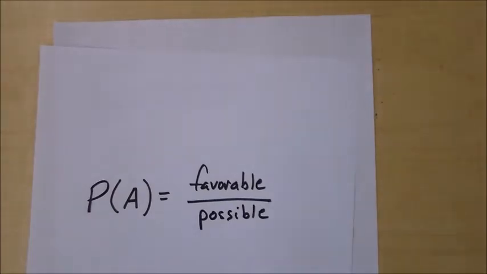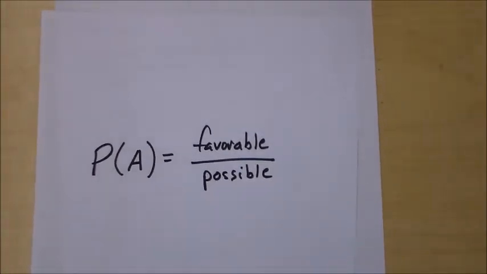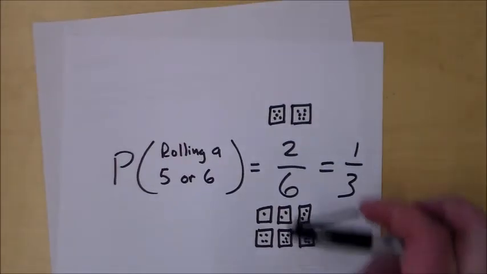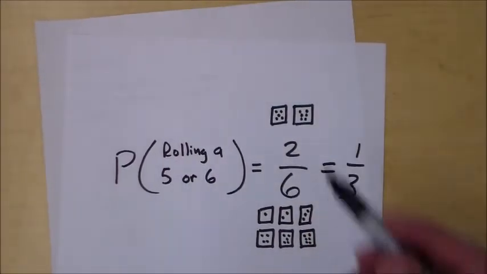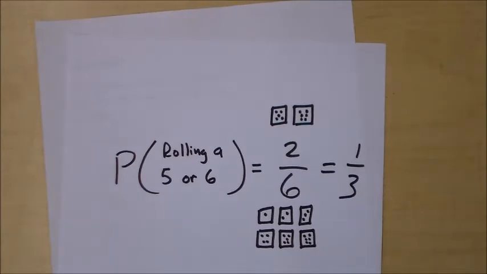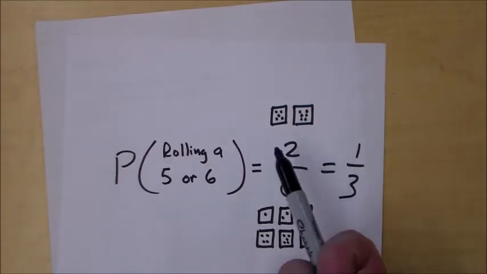So probability is just a fraction. It's between 0 and 1, and it's favorable over possible outcomes. So the probability of rolling a 5 or greater, a 5 or a 6, is, well, you have two favorable outcomes, right? You could either roll a 5 or a 6, and you have 6 possible outcomes. So it's 2 over 6. It's a number between 0 and 1. 1 would mean it's an absolute certainty. 0 would mean it isn't going to happen. And here you have a probability of 2 over 6, or 1/3.